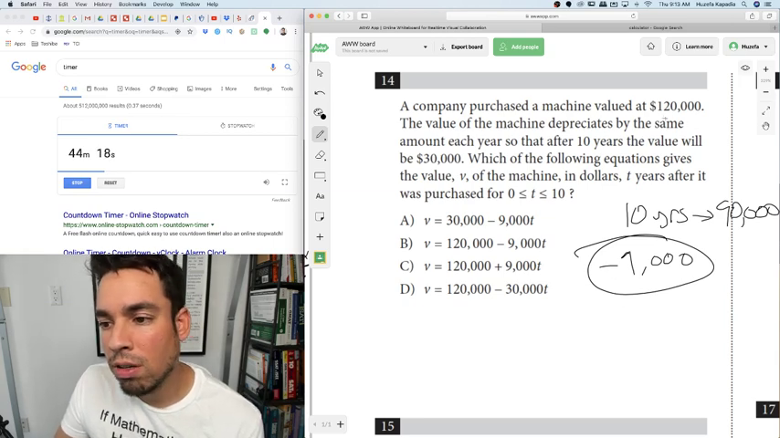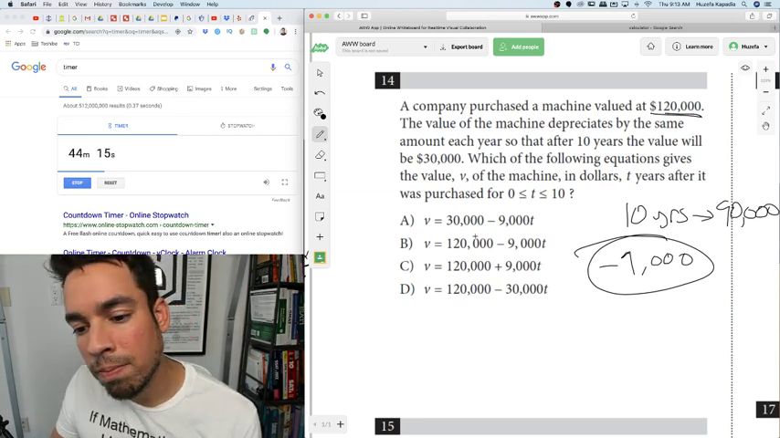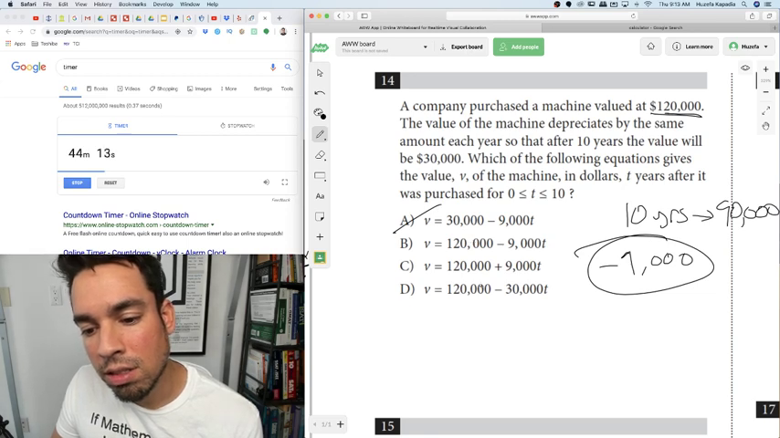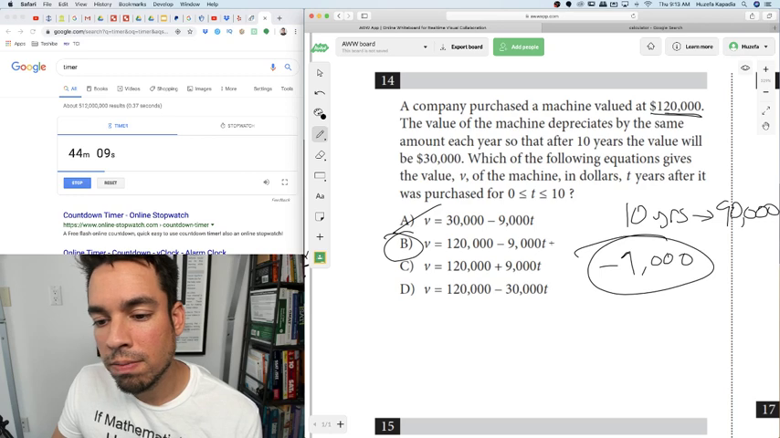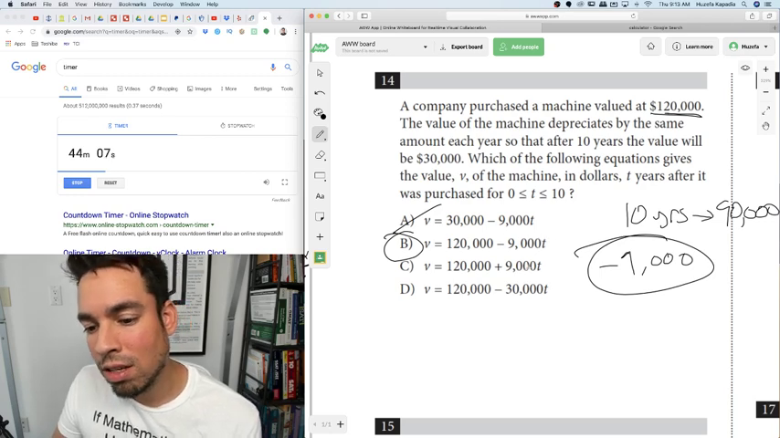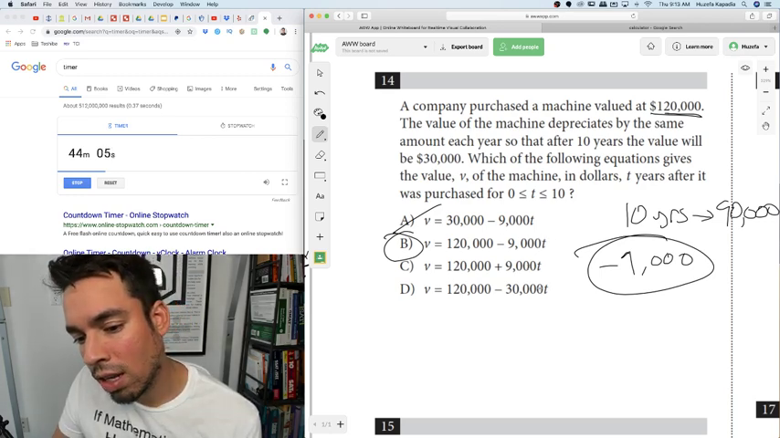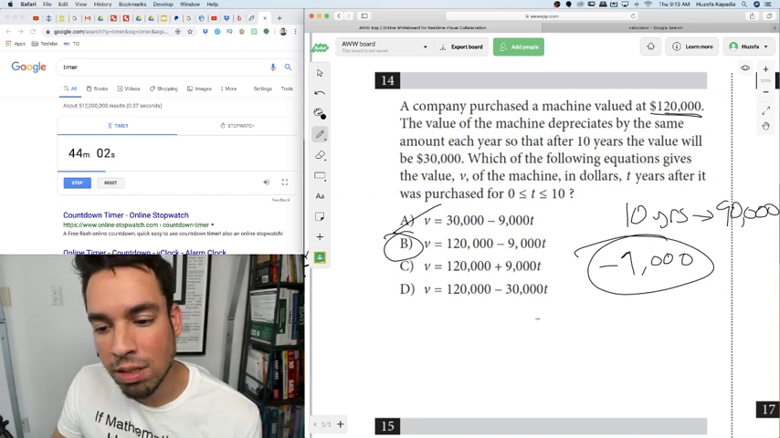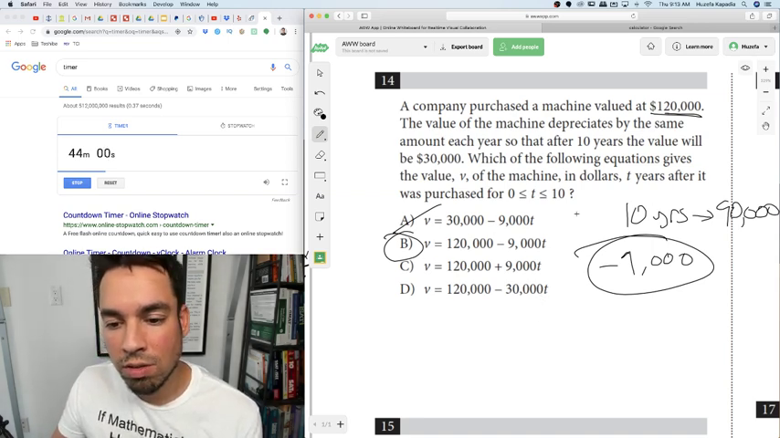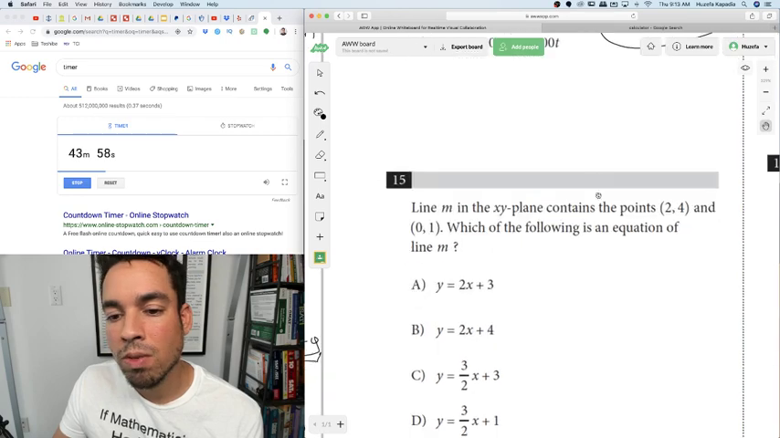Okay, so we have a starting value, aka the y-intercept, of 120. This one doesn't have that. This does, this does, this does. And then it's dropping by 9,000 every year. That's the slope. That's it. Plug in 10 and I get 30,000. Plug in 10 here, I get 210. Plug in 10 here, I get negative something. Plug in 10 here, negative something. So that's the only one that makes sense.